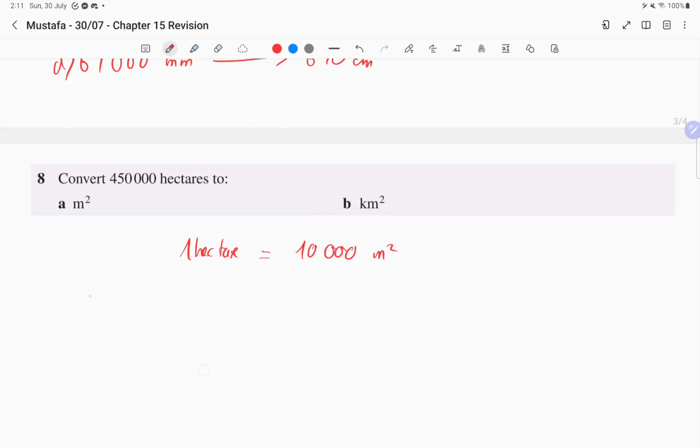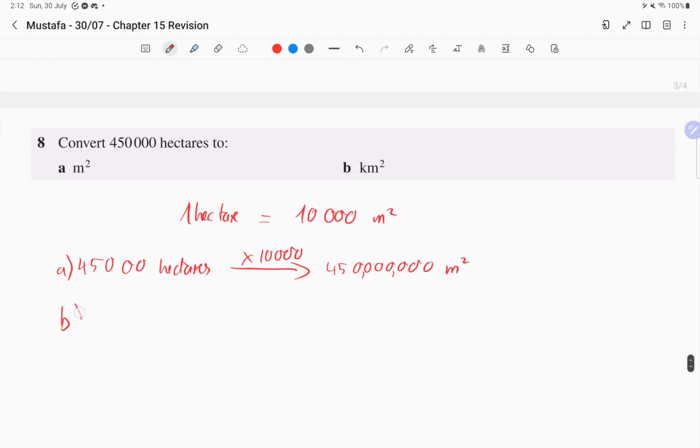So question A, 450,000 hectares. That would be times by 10,000 to meters squared. That would be 4, 5, and then 3 zeros plus 4 zeros is 7 zeros. 1, 2, 3, 4, 5, 6, 7. So that would be 450 million square meters. Okay, but to convert it to square kilometers, we need to start with the square meter version. I prefer to just go to square meters first.